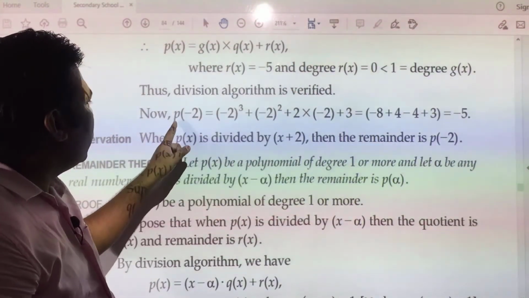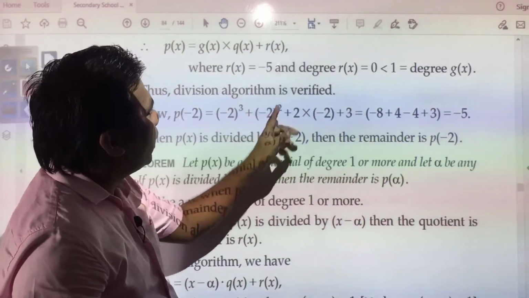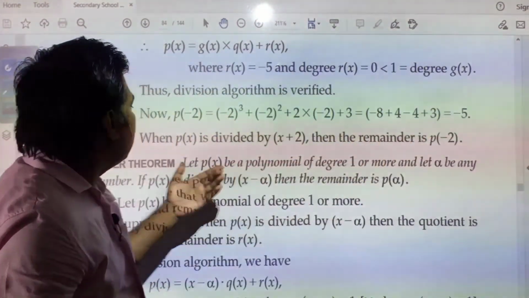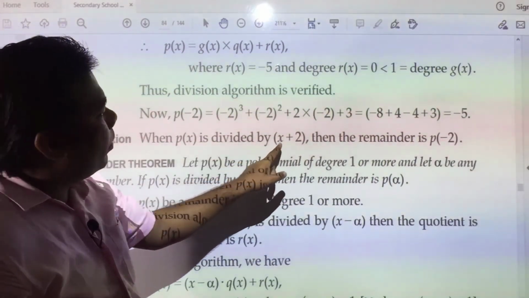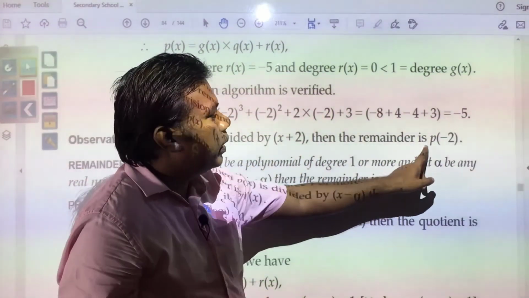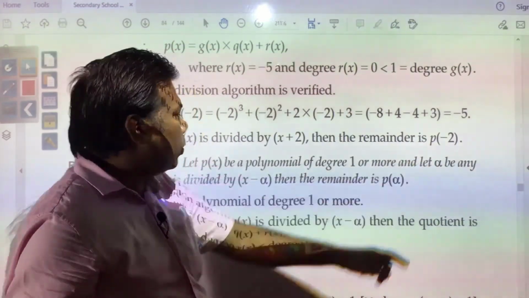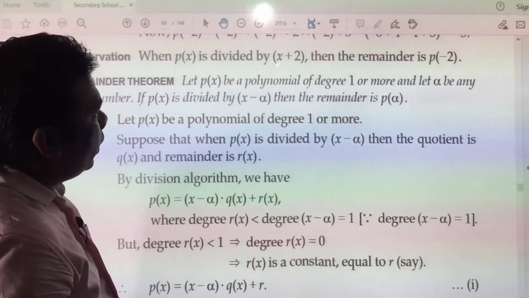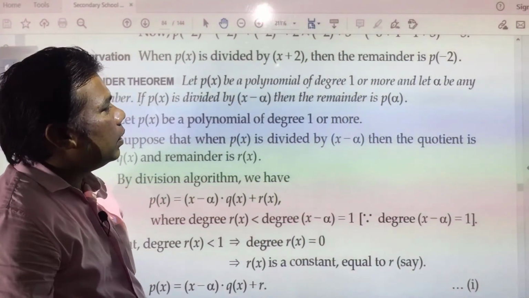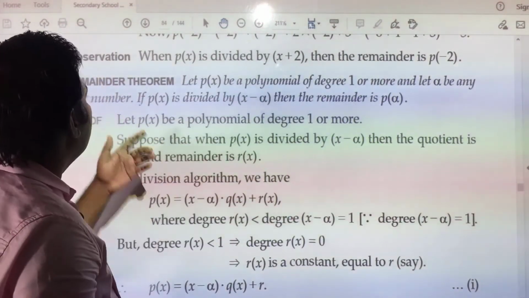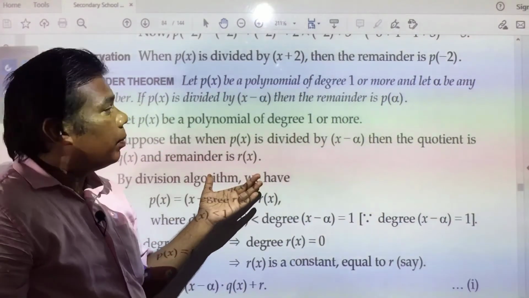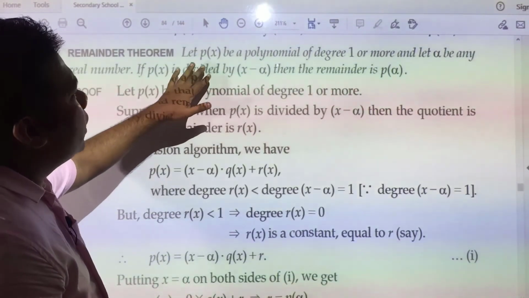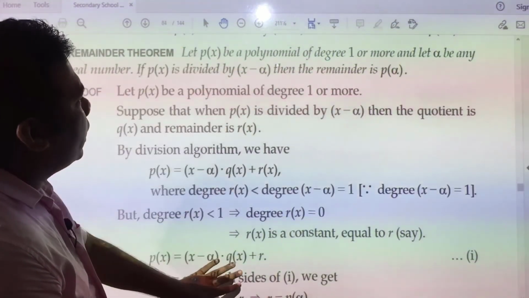Now, you had to find out p minus 2. When you are putting the value in the polynomial you will get -5. It means what? When Px is divided by x plus 2, then the remainder is p minus 2. Then you have the remainder theorem. So, this year you do not have to study the remainder theorem, so not to worry about this, but you can see it if you want. This is very easy, the same thing is there.